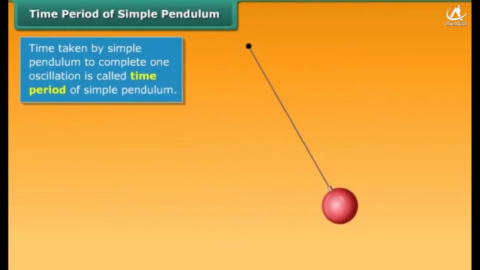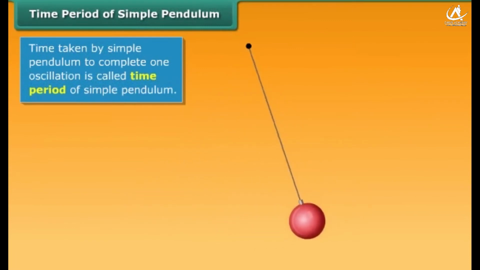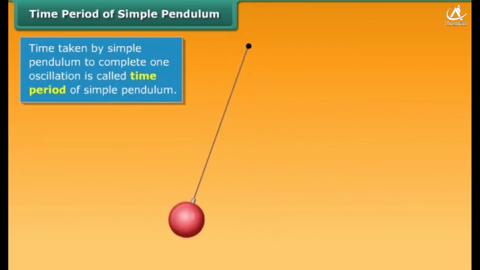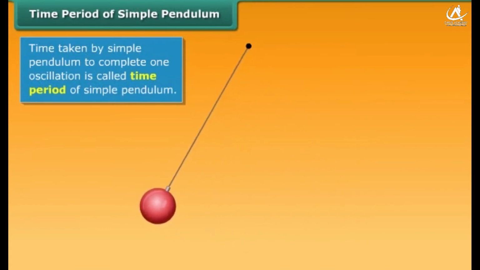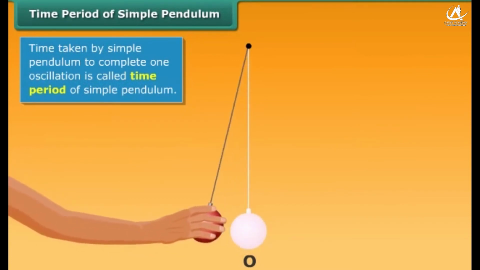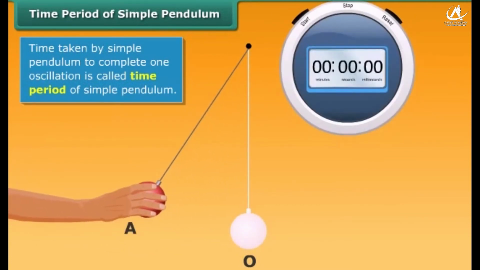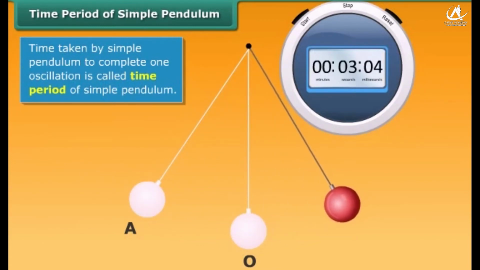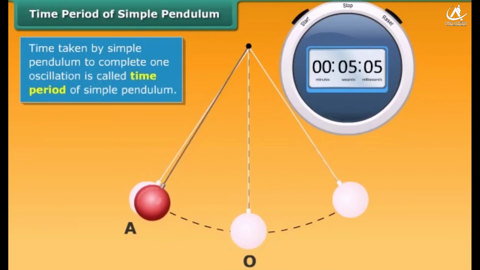The time taken by the pendulum to complete 1 oscillation is called its time period. You can compute it with the help of this simple exercise. Take a simple pendulum. Let it come to rest. Identify the equilibrium position O on the ground below. Now take the bob to one extreme position A and identify it on the ground below. Start a stopwatch and release the bob at the same time.